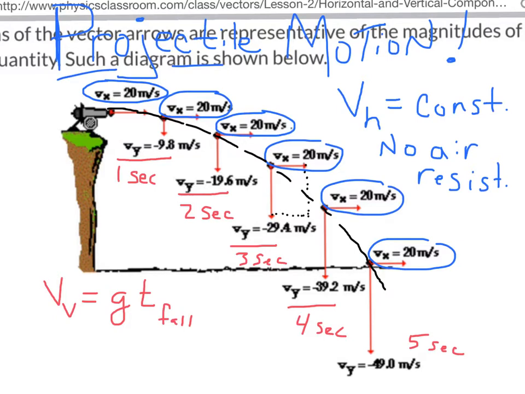When we add the components together, you should get something kind of like this. Whoa, I don't know what just happened there. Let's try that again. Something kind of weird happened.